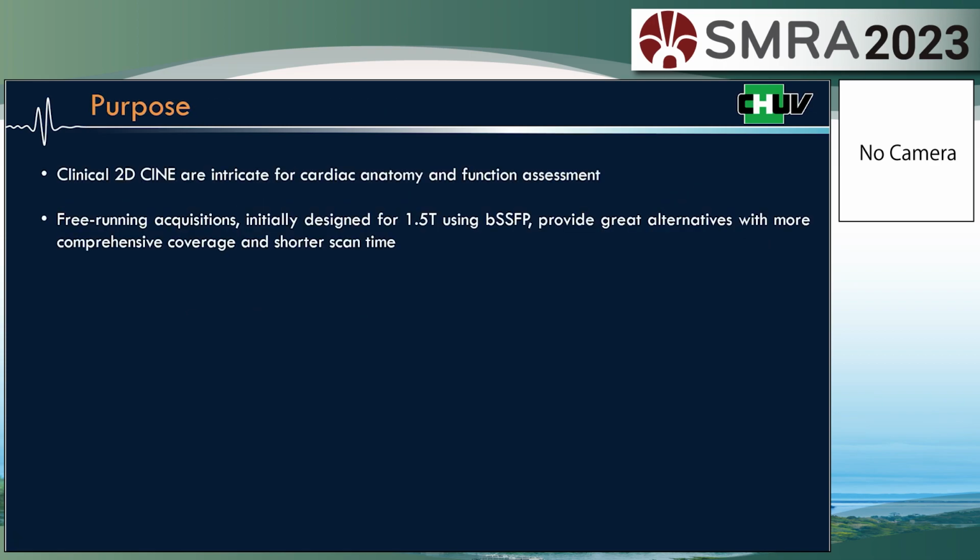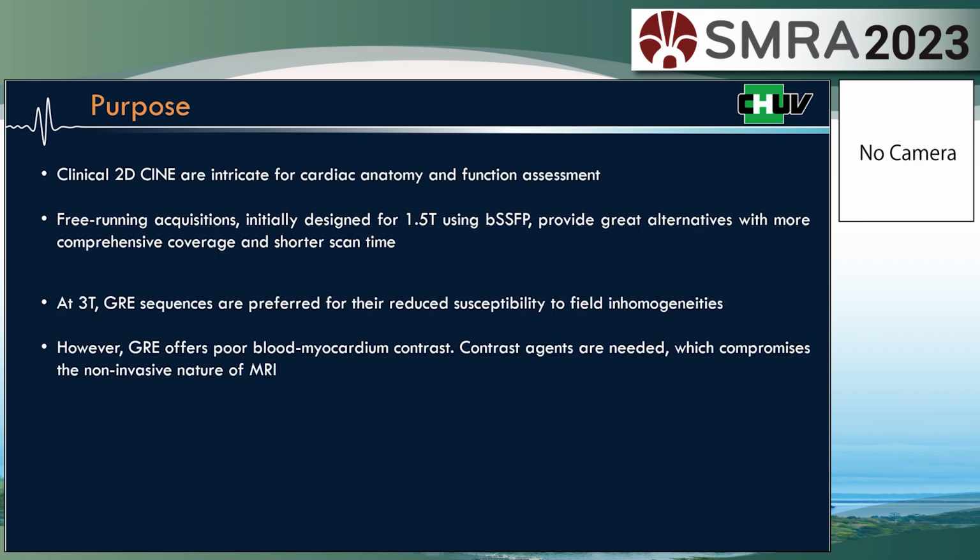So we have 2D cine, which we integrate for cardiac anatomy and function, and free-running acquisition simplifies the workflow with more comprehensive coverage and a shorter scan time. However, free-running acquisition was initially designed at 1.5 Tesla using bSSFP. At 3 Tesla, GRE will be preferred for its reduced susceptibility to field inhomogeneity, but GRE offers a poor blood to myocardium contrast. So far, free-running acquisitions at 3 Tesla have been conducted with contrast injection.